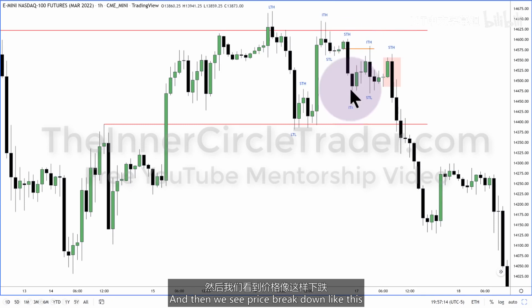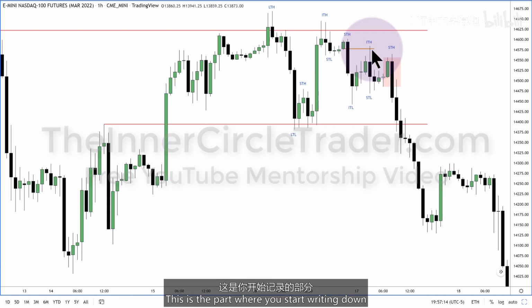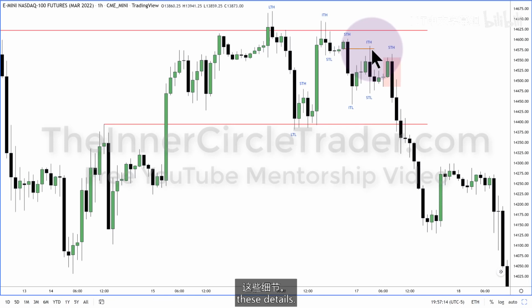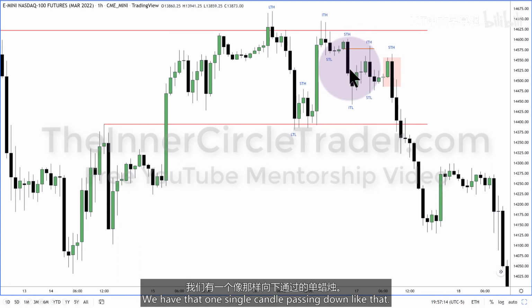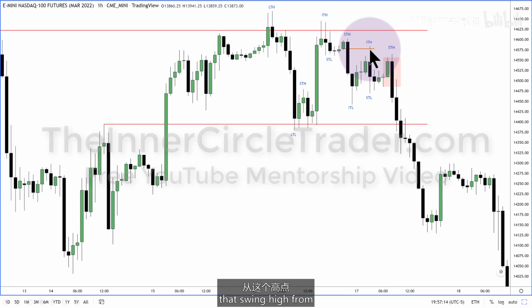And when we see price break down like this and then rally back up, every single time, and this is important, this is the part where you start writing down these details. Every single time price rebalances an imbalance, like we have this candle's low, this candle's high, we have that one single candle passing down like that. Once that rebalances by going up here, that swing high from this high, and this high, that's a swing high right there. I immediately label that in my mind, not on my chart, because I don't want anything distracting me.